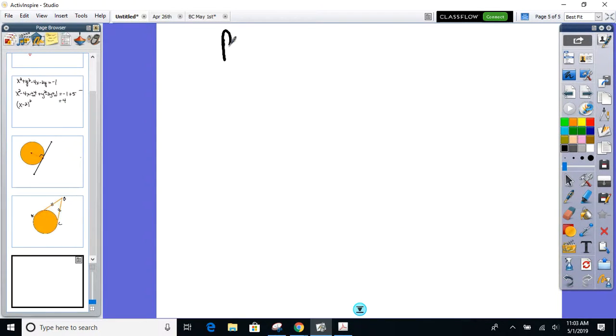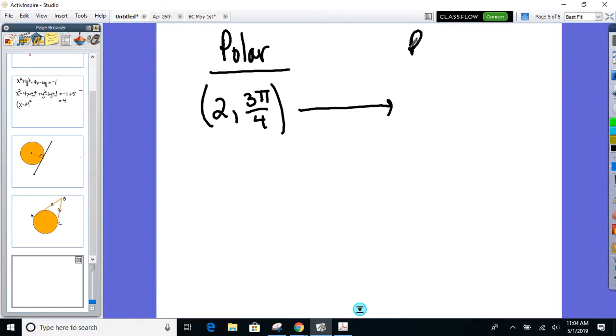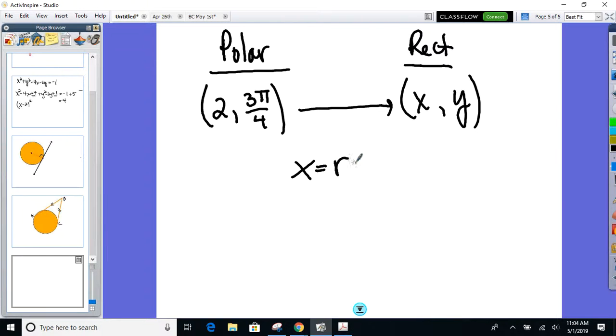Before break, I just want to see if anybody can remember. I gave you a polar coordinate. I'll say it's 2, 3 pi over 4. And I asked you guys to put that into rectangular, which is xy. Anybody remember how to find the x coordinate? There was a formula I gave you. It was x equals... And then y was equal to r sine theta.